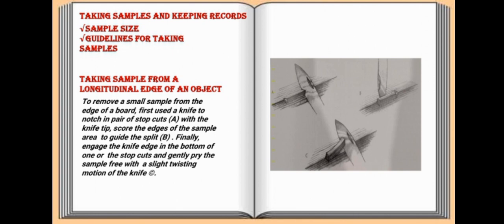Taking a sample from the longitudinal edge of the object refers to collecting a section or portion of the object along its lengthwise axis. The technique is often used to capture specific features of the object that might not be evident in cross-sectional sampling.